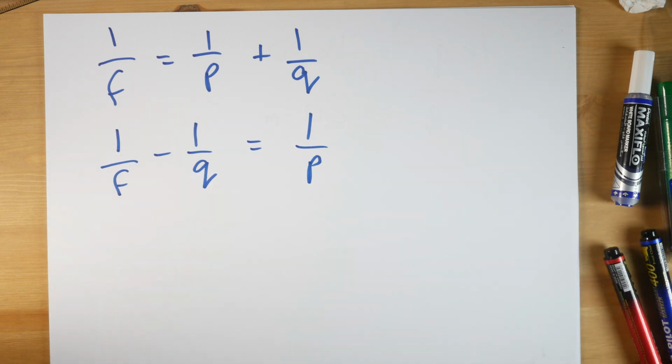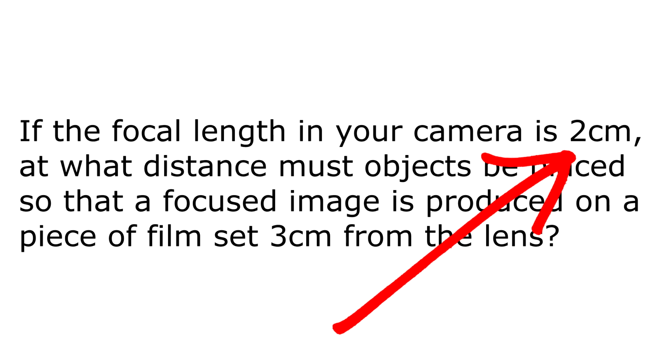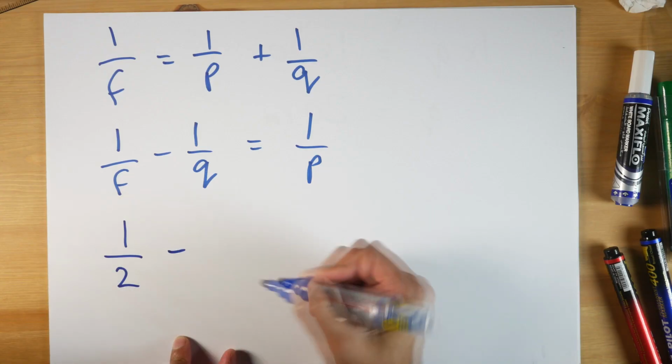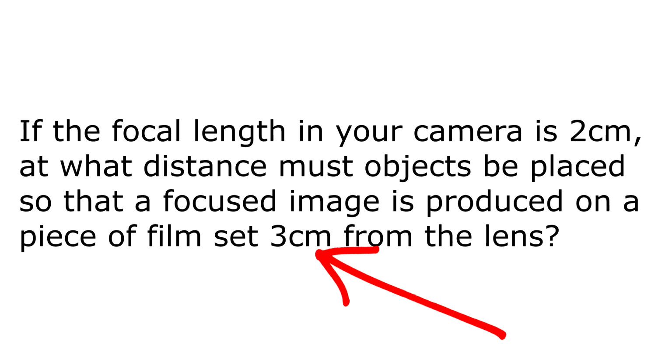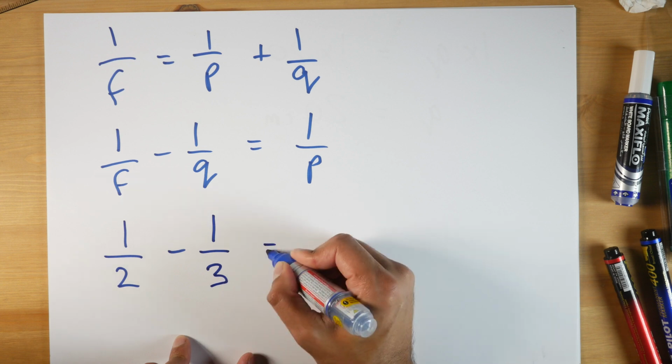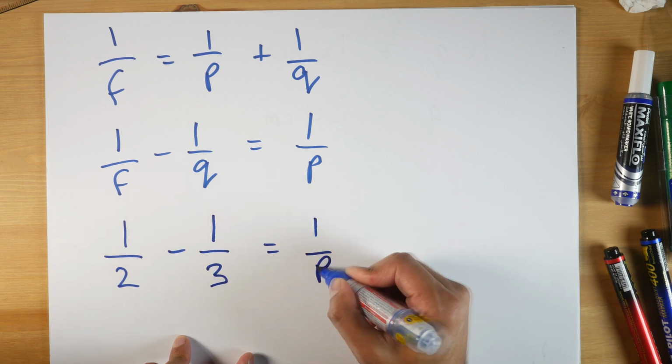The next part is to actually write in the numbers. So let's try that now. It says the focal length of the camera is 2 centimeters. So it's 1 over 2 minus the image distance, which is 3 centimeters, which equals 1 over p.